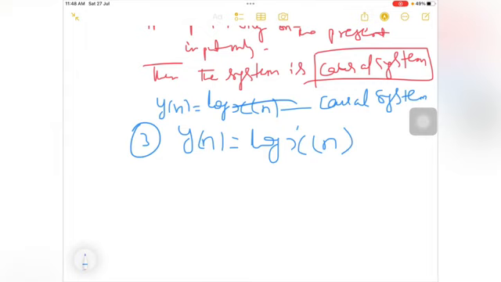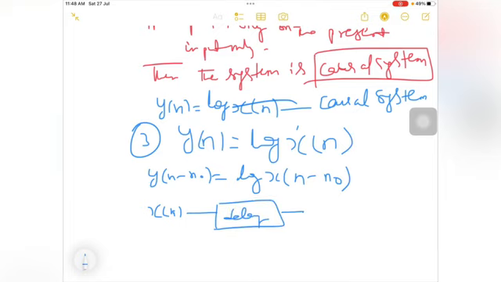Now if the input n is delayed by n naught, then y of n minus n naught will give rise to the corresponding delay in the input, x of n minus n naught. If any input signal x of n is there, you can apply the delay, n minus n naught. This n naught is called the delay. Similarly, if you apply it to the system, you will get the output, and that output also will have the delay.